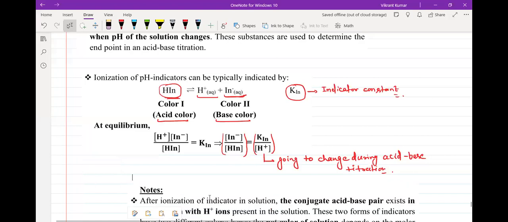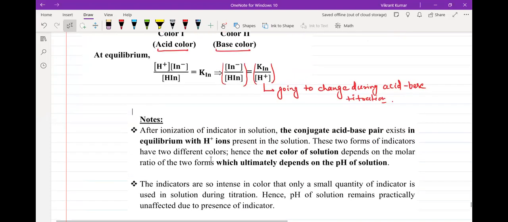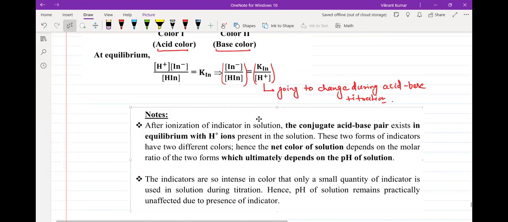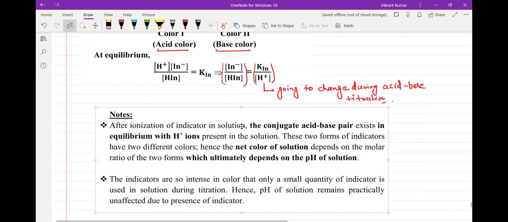So if you see the first note, what we are writing is: after ionization of indicator in solution, the conjugate acid base pair, which we have already discussed, IN minus and HIN. So HIN is acting as acid, so IN minus will be acting as base. Now we are saying that if there is some ionization that involves equilibrium, H plus ion is also involved, and that's why the pH of the solution is going to affect the extent of ionization, and the extent of ionization is deciding the relative ratio of the base and the acid part, which have different colors. So ultimately it is going to affect the solution's color.